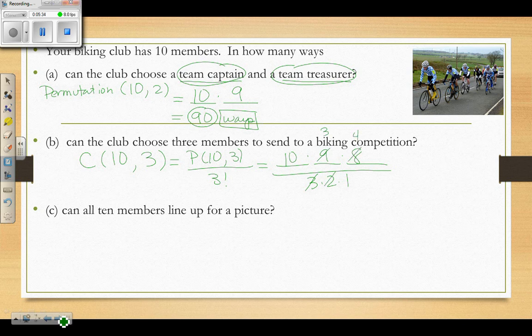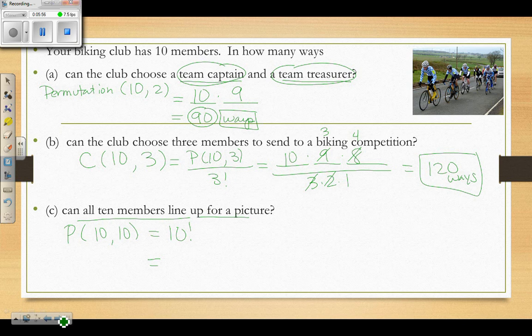This will be 12 times 10, which is 120 ways. Okay. How many ways can all 10 members line up for a picture? Well, that's going to be a permutation because you would have to change order for it to be a different picture. So the permutation of 10 members taken 10 at a time is 10 factorial, which is a really big number. I'm going to do that on my calculator.